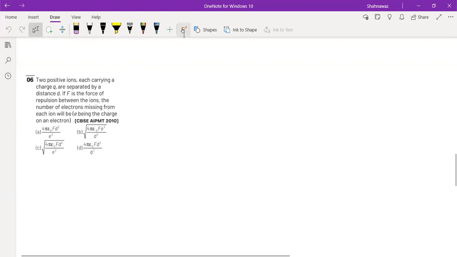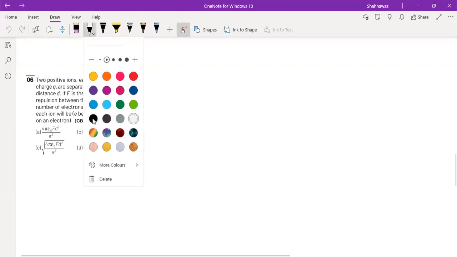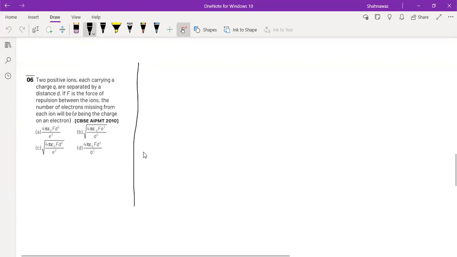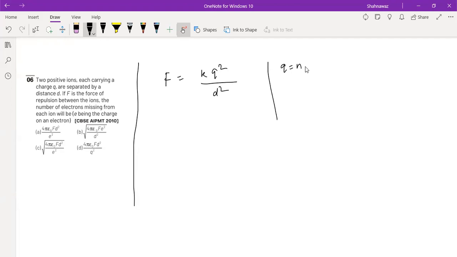So we know what the force would be. The force would simply be kq square by r square, and here r is d, so d square. This is a very simple question, right? And we know from the quantization of charges that q is n e. So F is k q square by d square, where k is 1 by 4 pi epsilon naught.